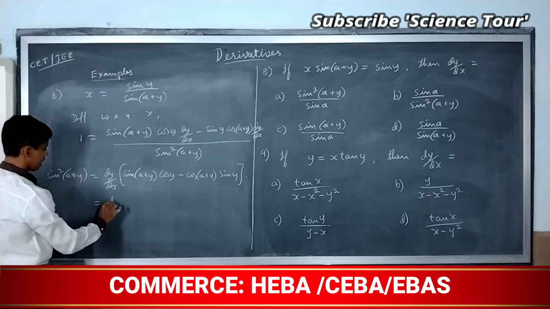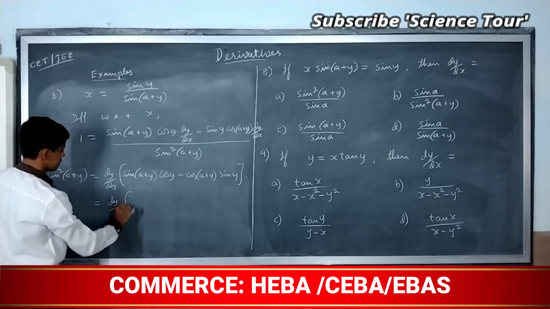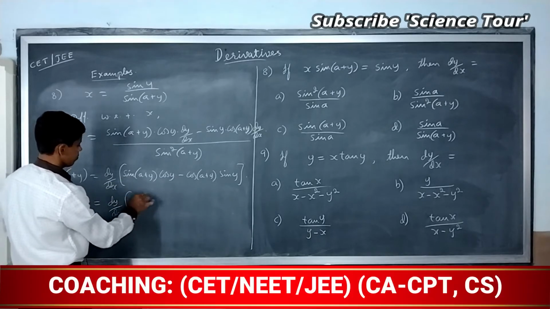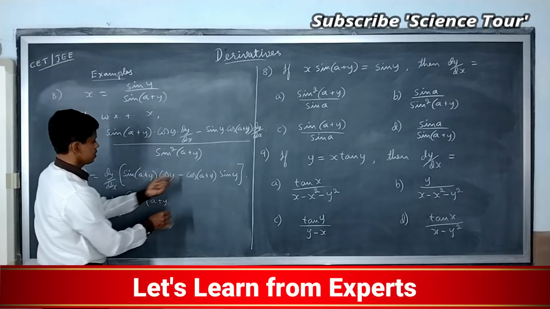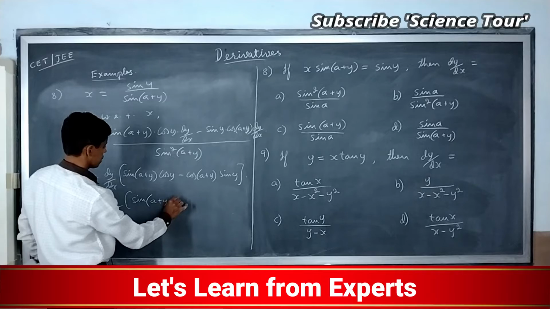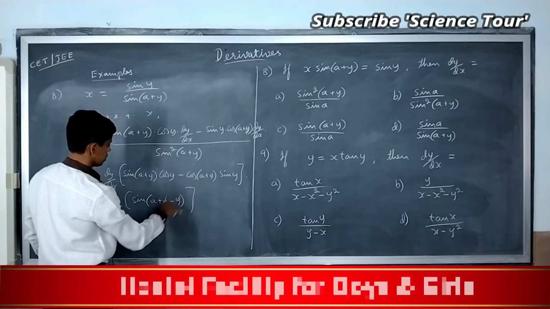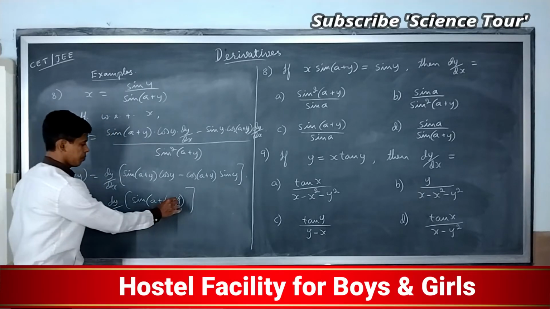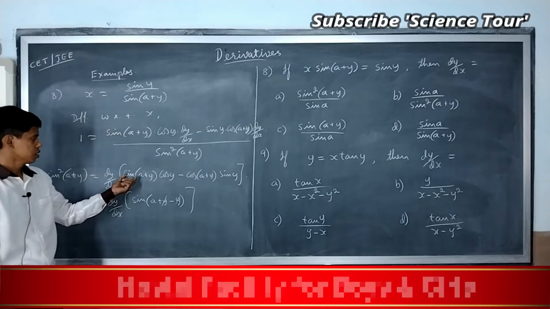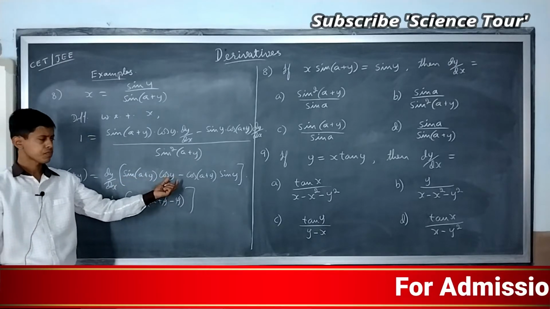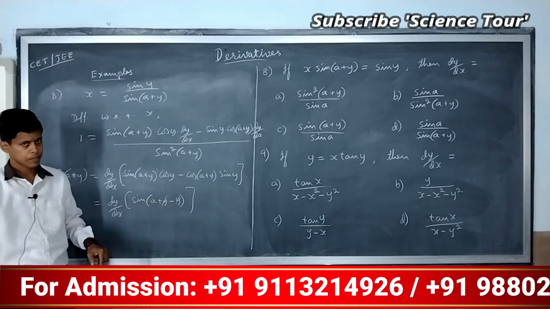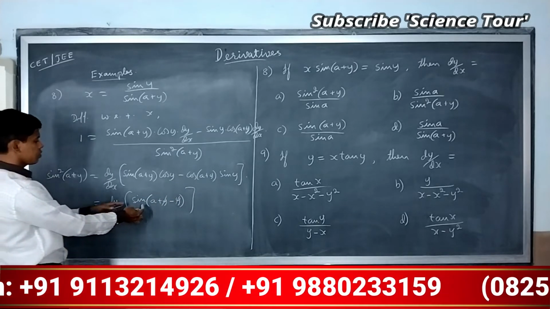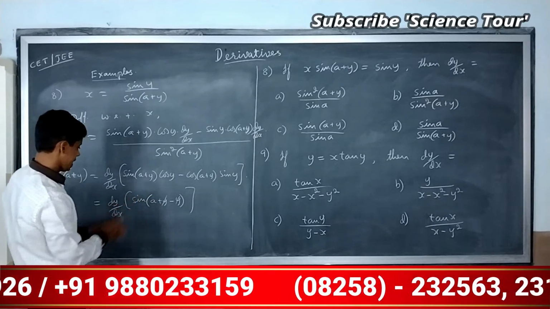So how are you going to write that? So dy by dx into sin a plus y minus y. So that means y will cancel out. I hope you understood. Sin x cos y minus cos x sin y is sin x minus y. Okay, so that will reduce to only sin a.